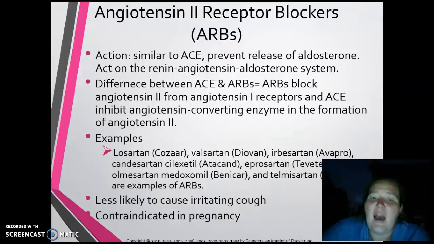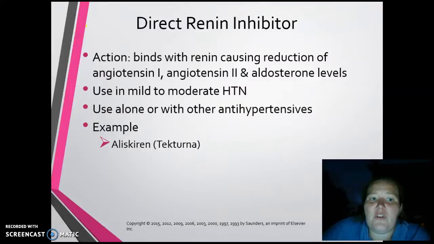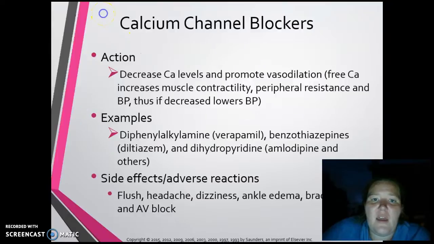They act on the renin-angiotensin-aldosterone system. I'm not going to go in depth on this stuff. It's just going to be more about the conversion and things like that. You have your direct renin inhibitor, so I'm not actually going to be asking you anything on that.